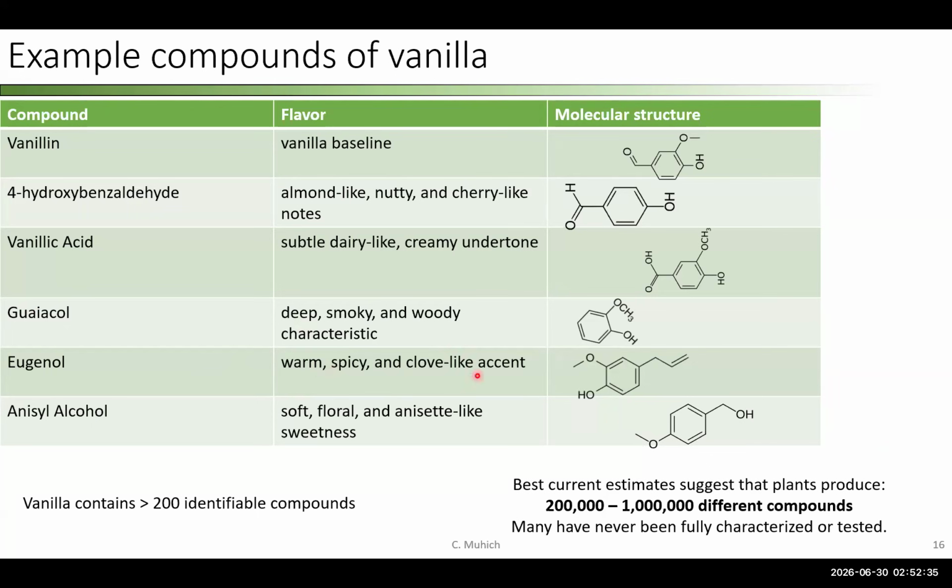Eugenol gives us a clove-like warm spiciness, and that anisole alcohol has a softer, sweeter anisette-like flavor. Right, and so because vanilla has so many compounds, if we just have vanillin in our extract, we have a more limited experience ingesting that than if I have all of these.